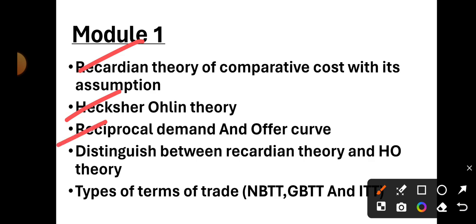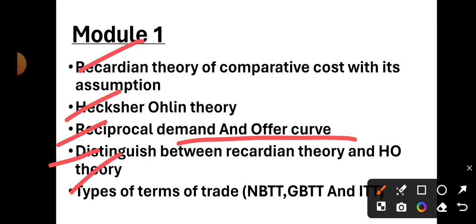Second is reciprocal demand and offer curve. Basically, they can ask you this question in short notes, so you have to prepare for the same. Next, last year के paper में they have asked this question: distinguish between the Ricardian theory and HO theory. So अगर आप दोनों theories को अच्छे तरीके से पढ़ लेते हैं, preparation कर लेते हैं with the diagrams, assumptions and all the material, you can easily write the distinction between both of these.